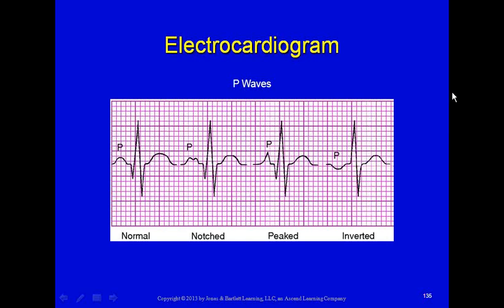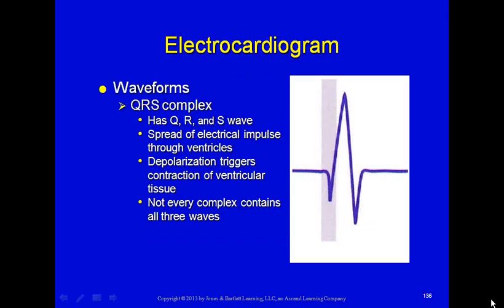So P waves take on different looks. If they're coming from the SA node, then the P wave is going to be upright and rounded. The QRS complex has a Q wave, an R wave, and an S wave. And this results as the electrical impulses spread through the ventricles, so it represents the depolarization of the ventricular tissue.